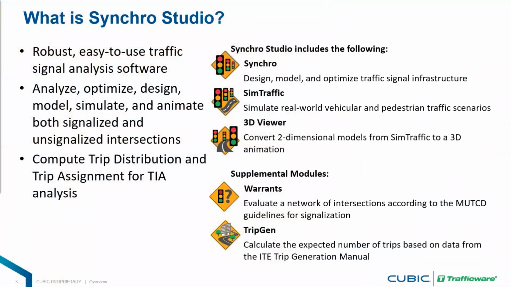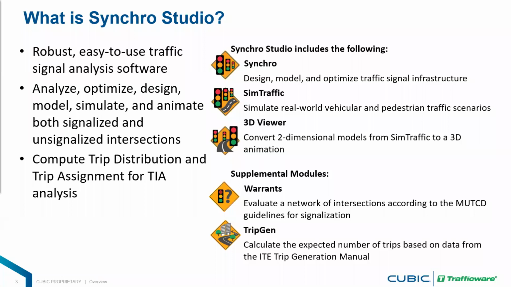Synchro Studio is a robust, easy to use traffic signal analysis software. Here I mentioned traffic signal analysis software because this is what Synchro was originally made for. However, today Synchro supports unsignalized intersections as well as roundabouts. Synchro allows you to analyze, optimize, design, model, simulate, and animate both signalized and unsignalized intersections. Starting from version 9, Synchro also allows you to compute trip distribution and trip assignment for TIA analysis.